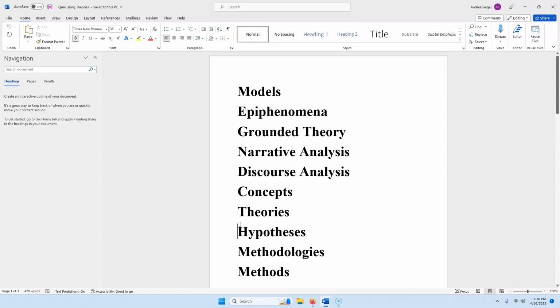Hypothesis. Unlike the key term above, hypotheses are tested in research. A hypothesis is a testable proposition often based on an educated guess.